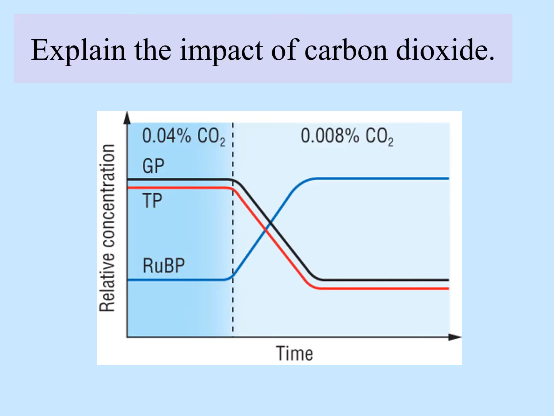So then you might have a question like this: well, what if you've got the same light level but you've got different carbon dioxide levels? So be careful with this one, because you might look at this one quickly and get your carbon dioxide levels wrong. 0.04 is a high concentration of carbon dioxide. 0.008 is a lower concentration. So if you've got a higher concentration of carbon dioxide, you will have more GP and TP, and you will have less ribulose bisphosphate. Whereas if the carbon dioxide levels drop, you get more ribulose bisphosphate and you get less GP and TP. So let's have a look at why.